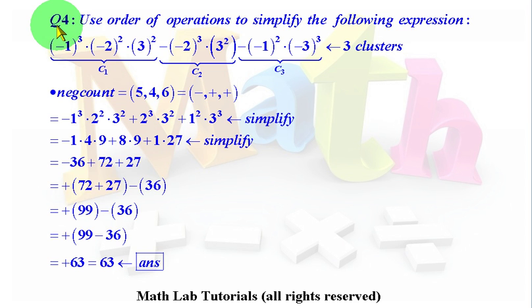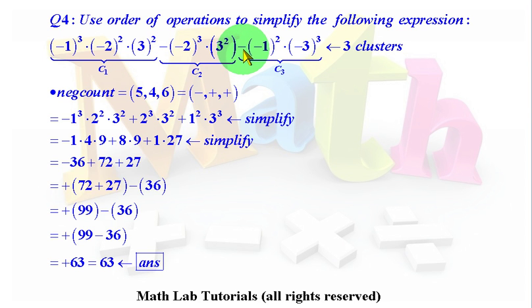Let's look at Q4. It says use order of operations to simplify the following expression. Again, we're going to be looking at this carefully. We have minus 1 to the power 3, dot negative 2 to the power 2, 3 to the power 2. Then there's a separator over here. The minus sign is a separator. So we identify this as one cluster because there are dots in between. There's the separator, so it's the beginning of the second cluster. So then we have negative 2 to the power 3 dot 3 squared. That will be the second cluster, C2.